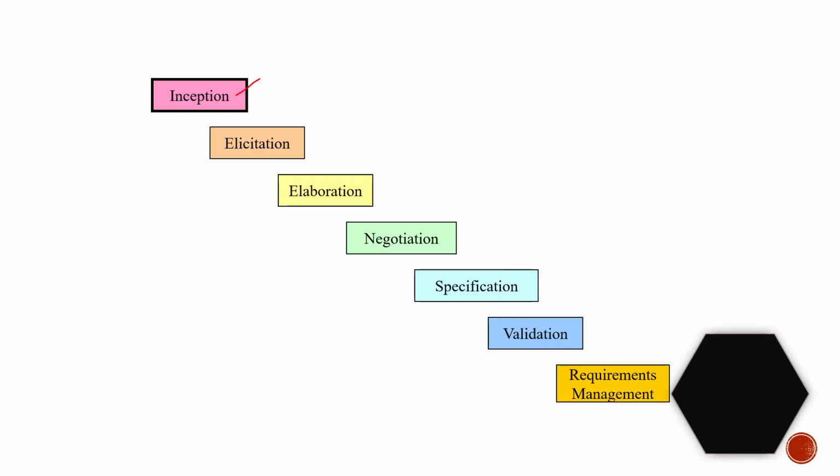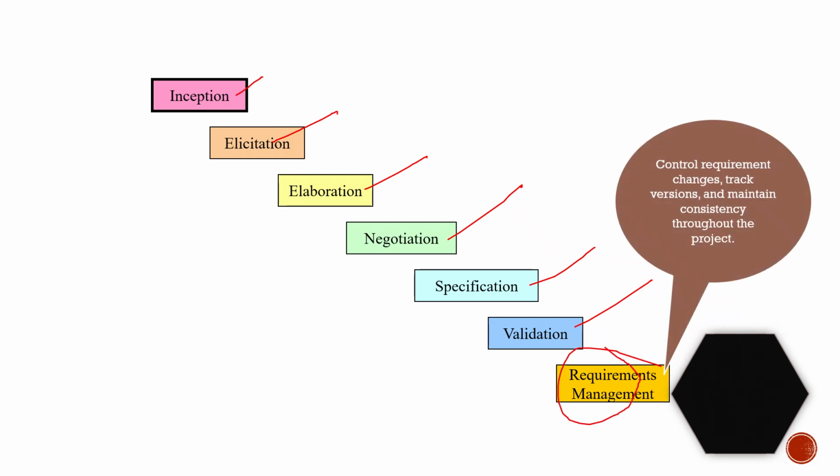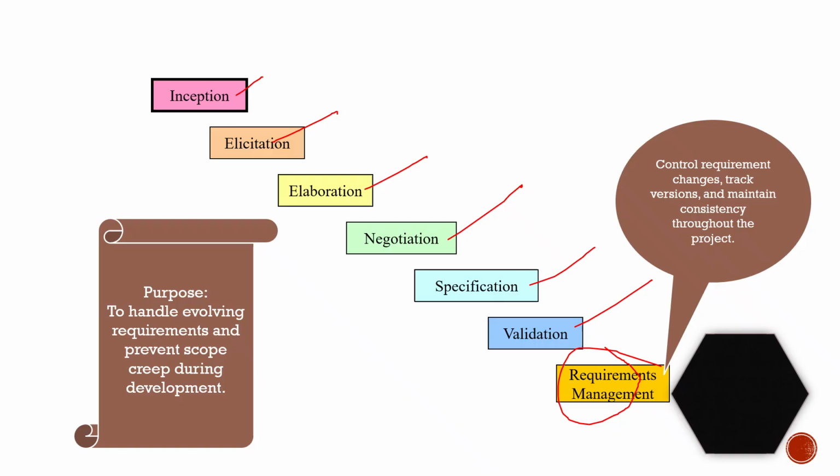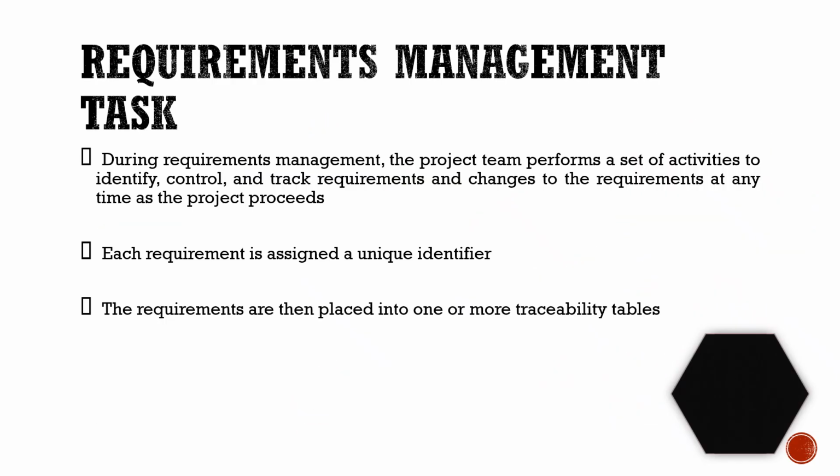So, we covered inception, elicitation, elaboration, negotiation, specification, validation, and the last we are going to discuss is requirements management. Control requirements, changes, track versions, and maintain consistency throughout the project. Its purpose is to handle evolving requirements and prevent scope creep during development. During this stage, the project team performs a set of activities that includes identifying, controlling, and tracking requirements and changes to the requirements at any time of the project.